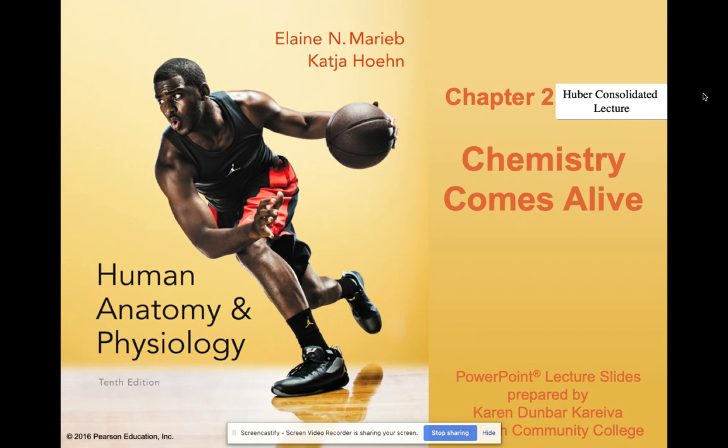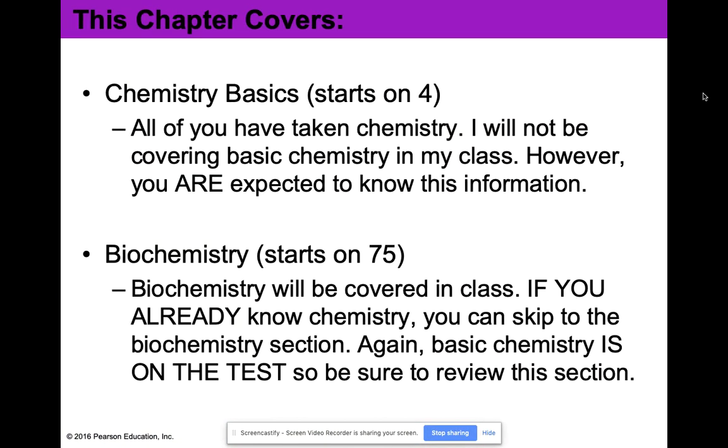So this is going to be chapter 2 notes, and I've consolidated this down. It's part A and part B kind of smashed together. I made this slide first. So the first part basically covers chemistry basics. It talks about atoms, different states of matter, mixtures and solutions.